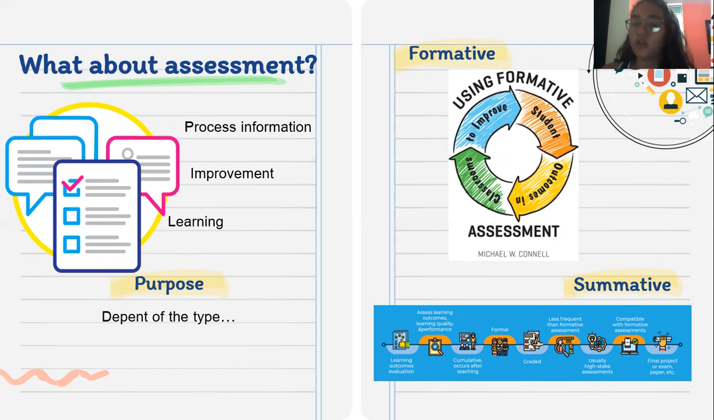Some characteristics of summative assessments: they are learning outcomes evaluations, they assess learning outcomes, learning quality and performance, they are cumulative and occur after teaching, they are very formal, they have grades, they are less frequent than formative assessment, they usually are high-stakes assessments, and they are compatible with formative assessment. It's like the final project or exam paper.